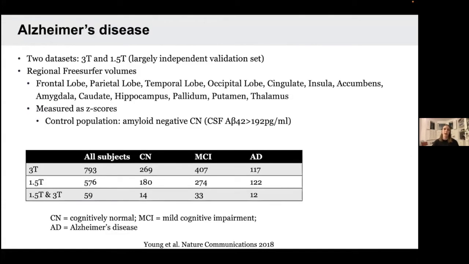So next I'm going to talk about the work we've been doing in Alzheimer's disease. In this first study, we looked at heterogeneity in atrophy patterns using data from ADNI. And we looked at two data sets. We looked at data collected from 3T MRI scans and 1.5T MRI scans, which we used as a largely independent validation set. There are only 59 individuals that are included in both data sets.